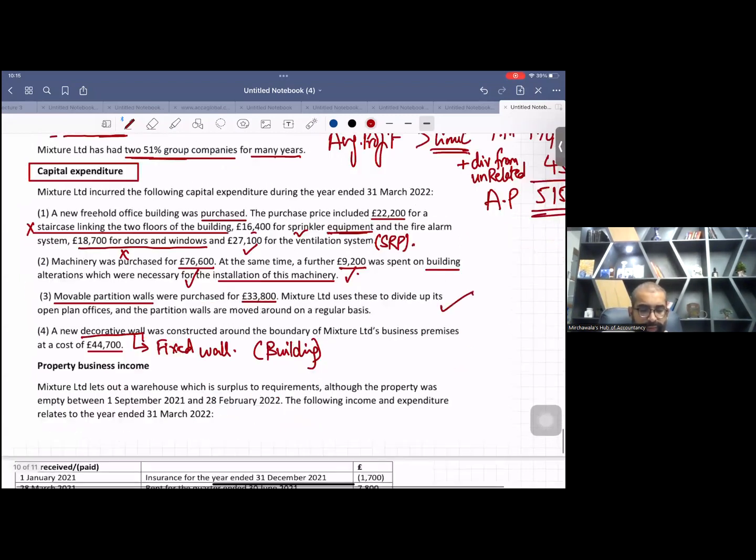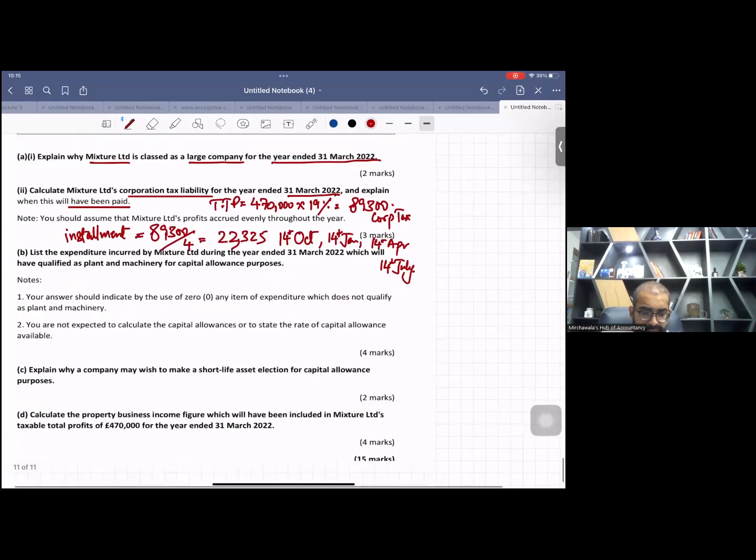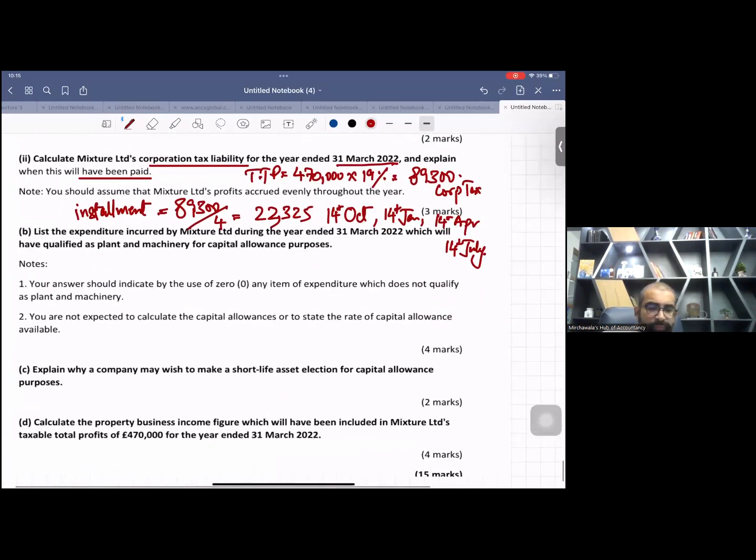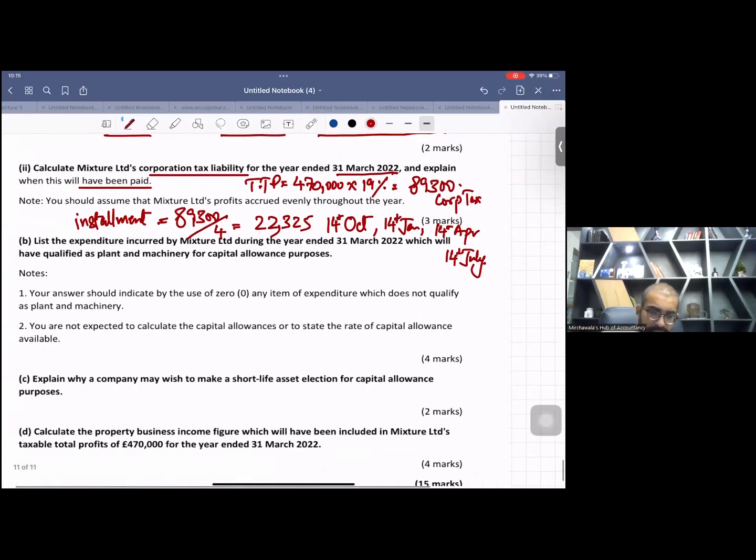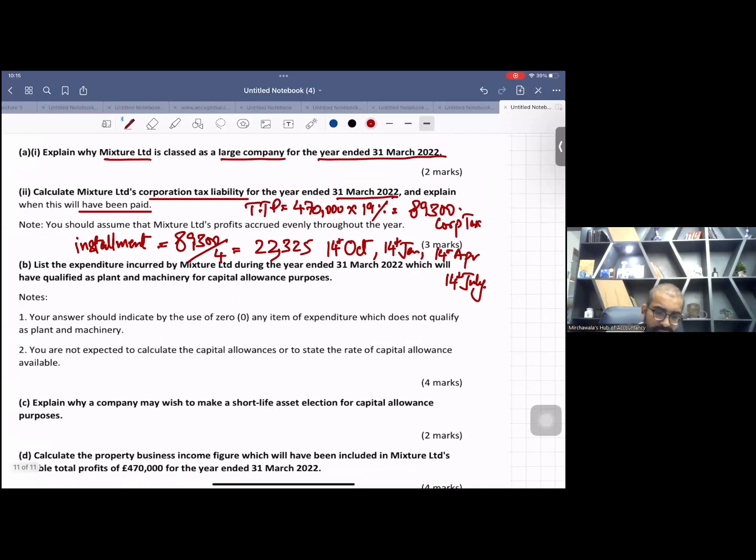Then read the requirement. Again, easy. Explain. List the expenditure. See this B part. List the expenditure by Mixer Limited during the year ended, which will have qualified as plant and machinery for capital allowances purpose. That's it. 4 marks.